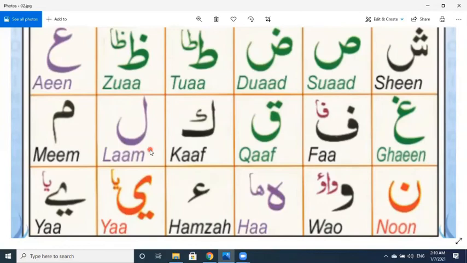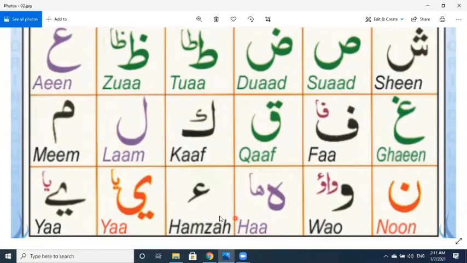Next letter is Lam. Next letter is Meem. Next letter is Noon. Another one is Waw. That is similar to when you see something interesting and you say wow. So this is the same letter here. Next one is Ha.